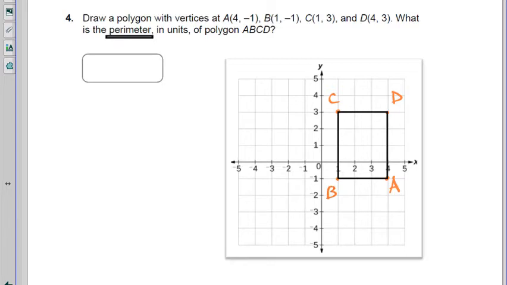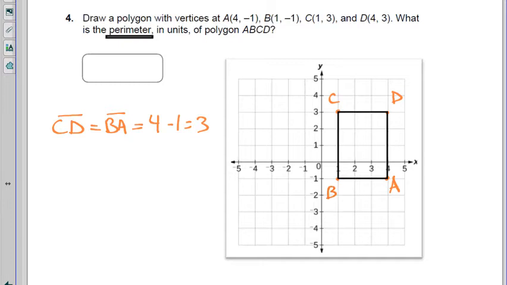And so the perimeter is the distance around. So I have CD, which is also the same as BA, and that equals, I could take the x coordinate of D, which is 4, take away the C, which is 1, is 3 units. And I could count boxes in this case. They gave you an easy one.